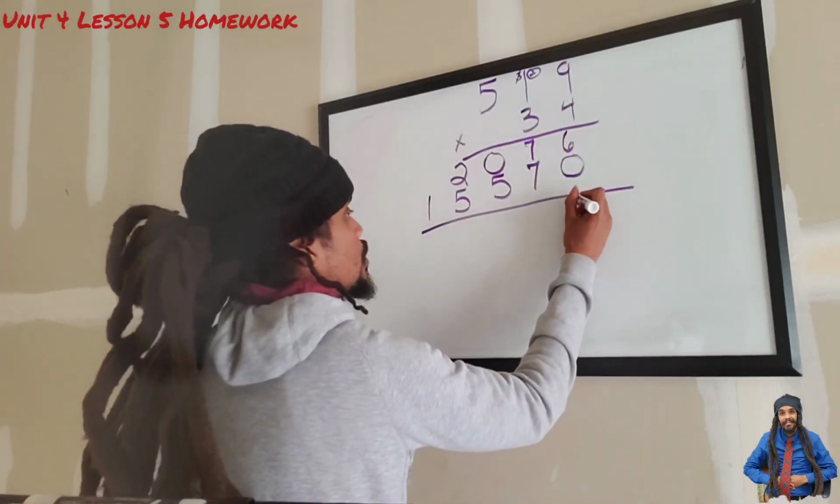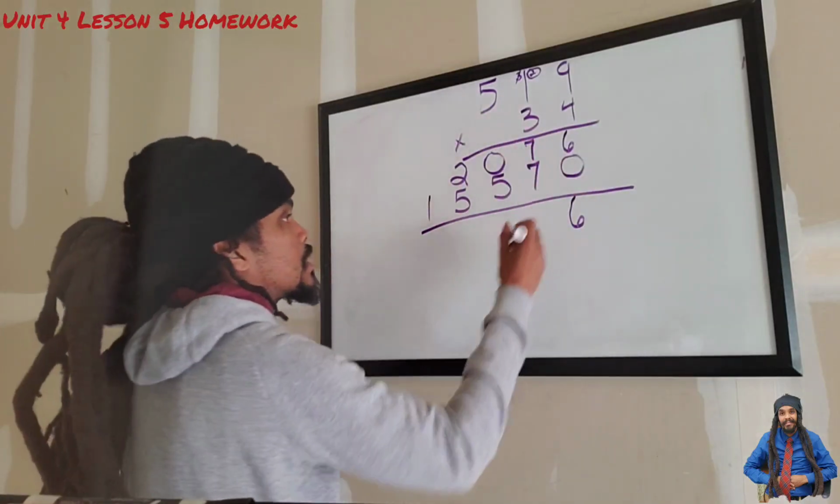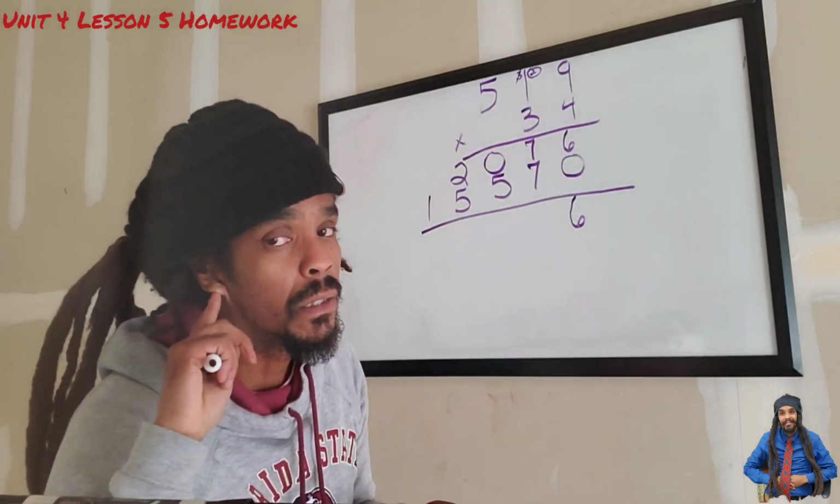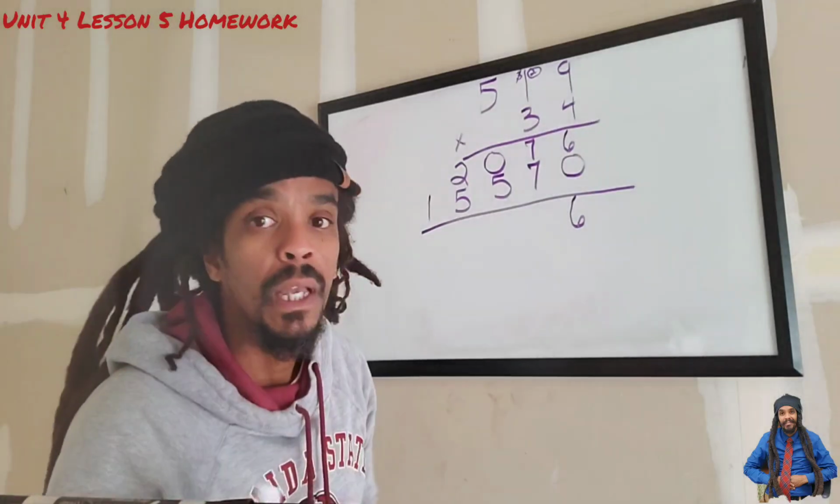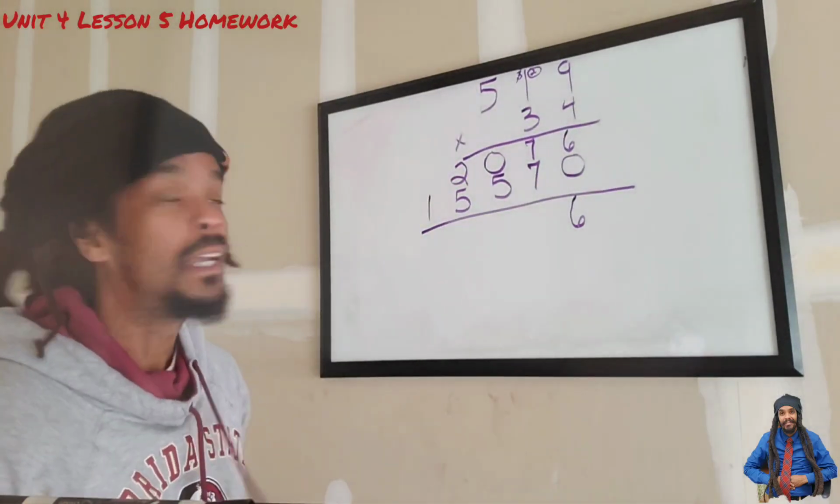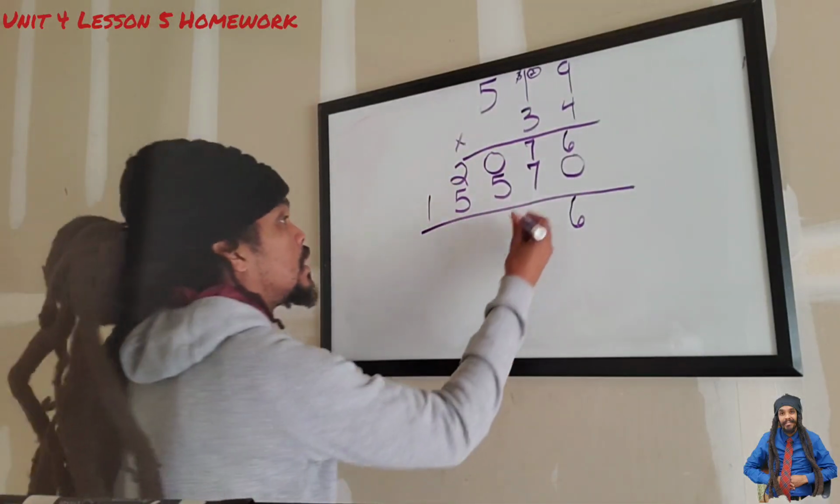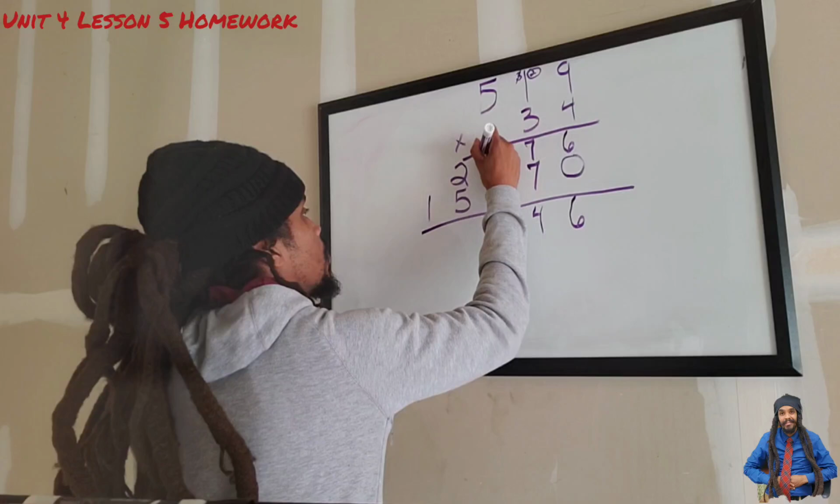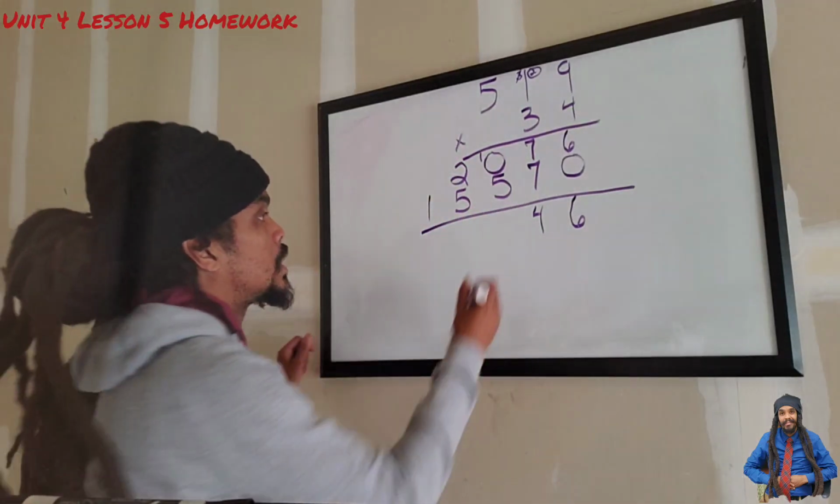6 plus 0 is 6. 7 plus 7 is how much? I can't hear you. You got to speak up. 7 plus 7 is 14. We'll drop our 4. Raise our 1. 5 plus 1 is 6.